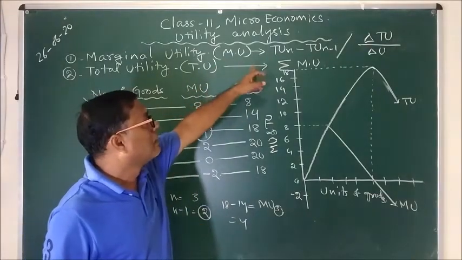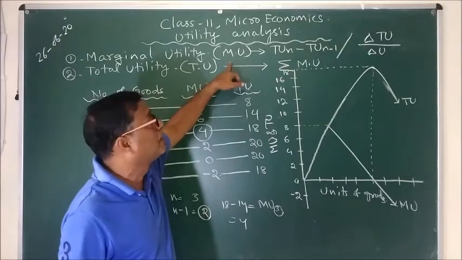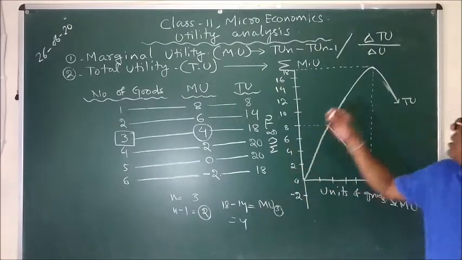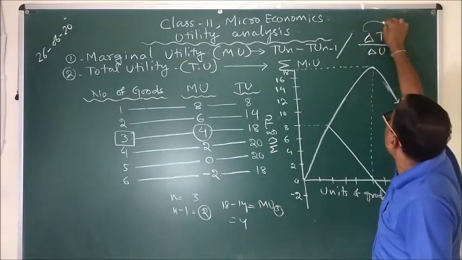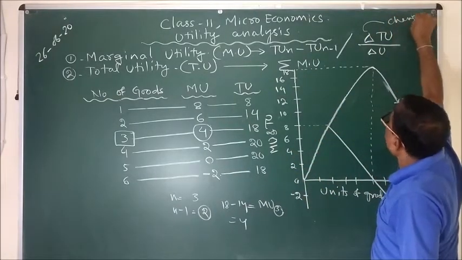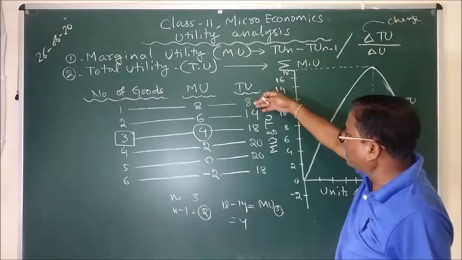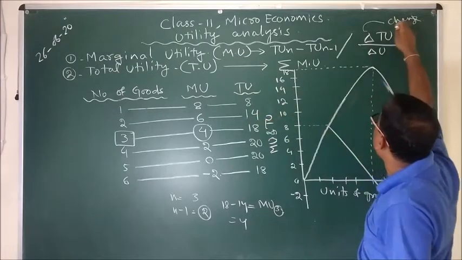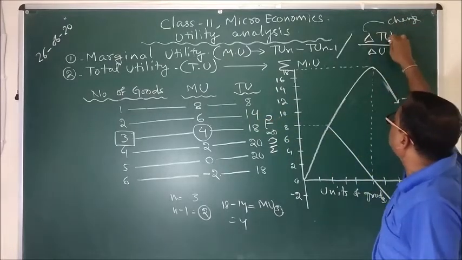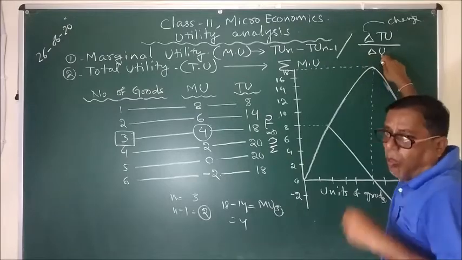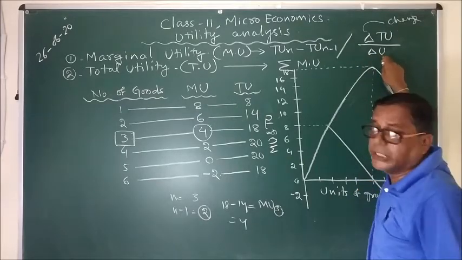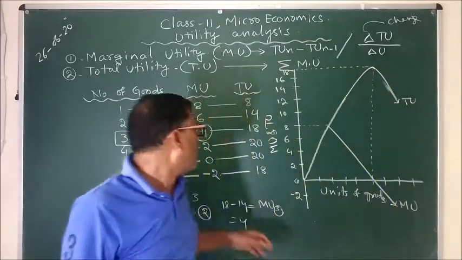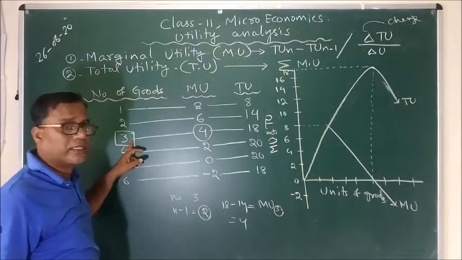And the next formula that we use to derive marginal utility from total utility is del TU by del U. Del stands for a change in. You see here, from 8 to 14 it is changing, from 14 to 18 it is changing. So del stands for a change in: change in total utility by change in the unit of goods.